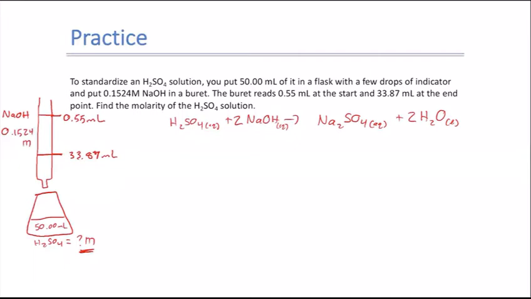Next thing we want to figure out is what's the volume of sodium hydroxide that we used. So our volume for our NaOH is going to equal our final volume, that 33.87 milliliters, minus our initial volume, the 0.55 milliliters. So when we do that, the volume of sodium hydroxide is going to be 33.32 milliliters.